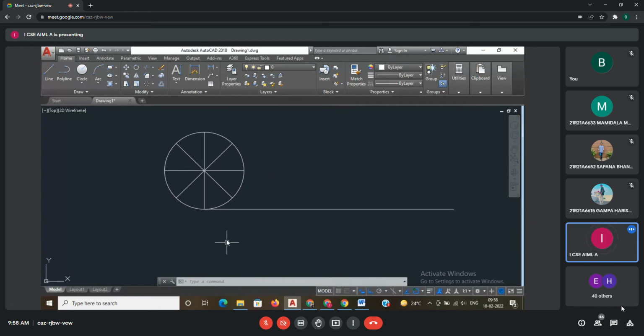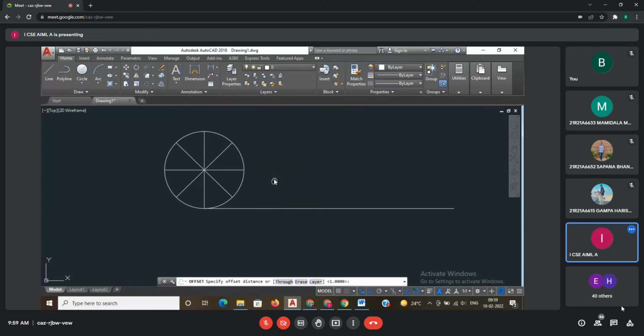Okay. Next, after drawing the horizontal line, that is pi into d, 157, what is the next step? You have to draw the horizontal lines from each division of the circle. For that, you can use the line command. Directly, you can draw it. No problem. Otherwise, you can use the offset command.